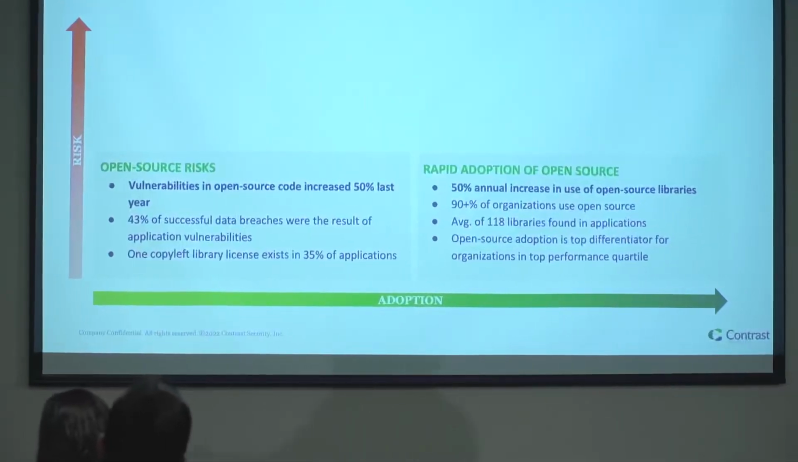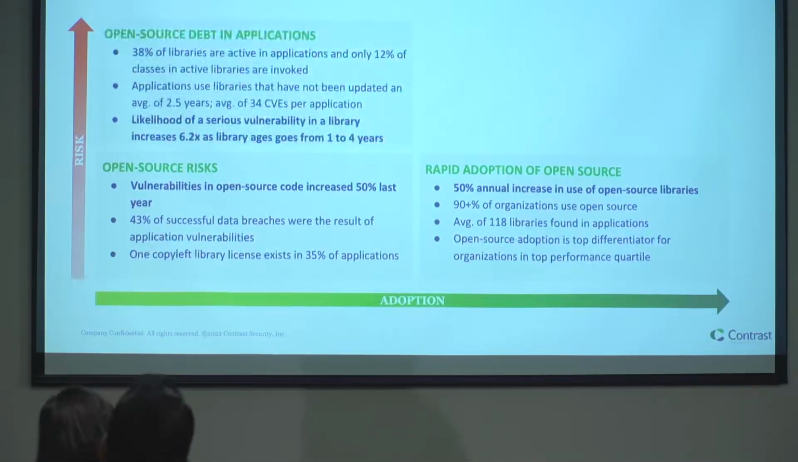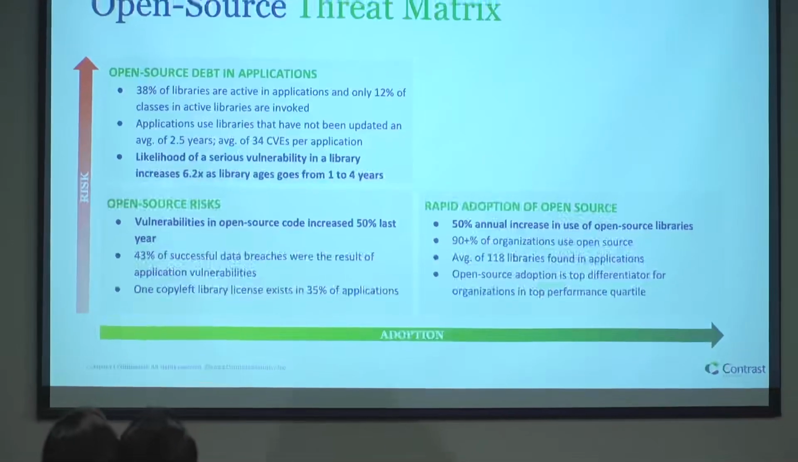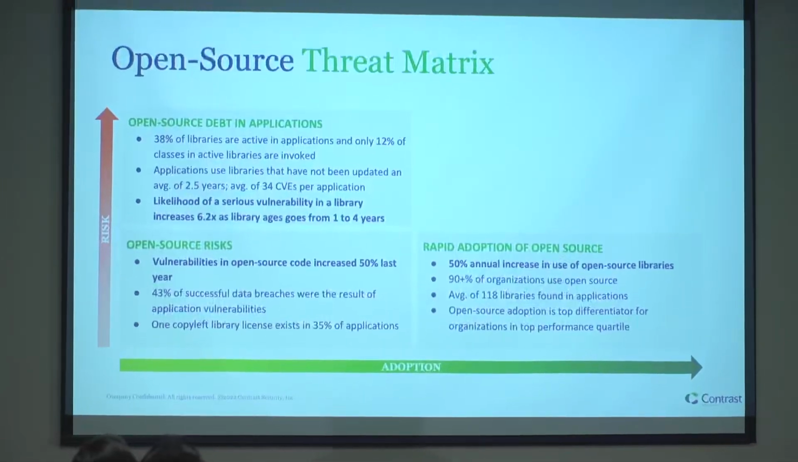It's a lot. And so as we are adopting open source, you could see a 50% annual increase for companies using open source. So even this pandemic has accelerated something like digital transformation, is like the fancy term for it. People are actually doing more of this, building using open source for their companies. Makes sense. An average of 118 open source libraries found in applications. And here, focus on this one, this bold one. The likelihood of a serious vulnerability in a library increases 6.2 times as the library ages from 1 to 4 years old.